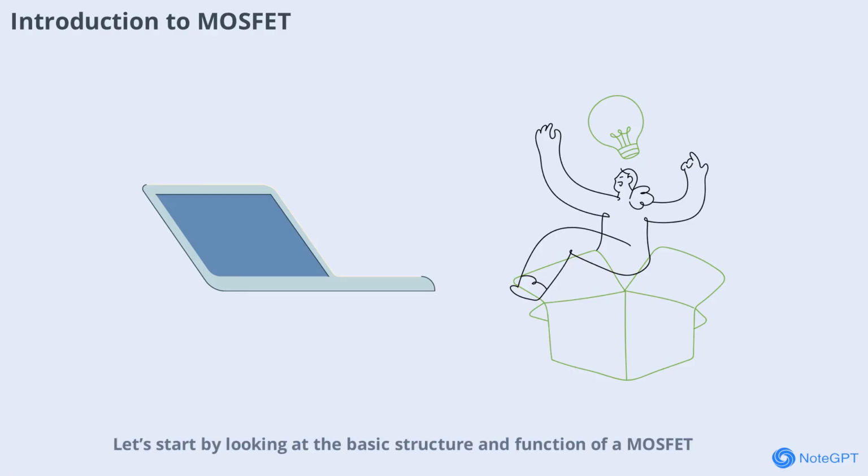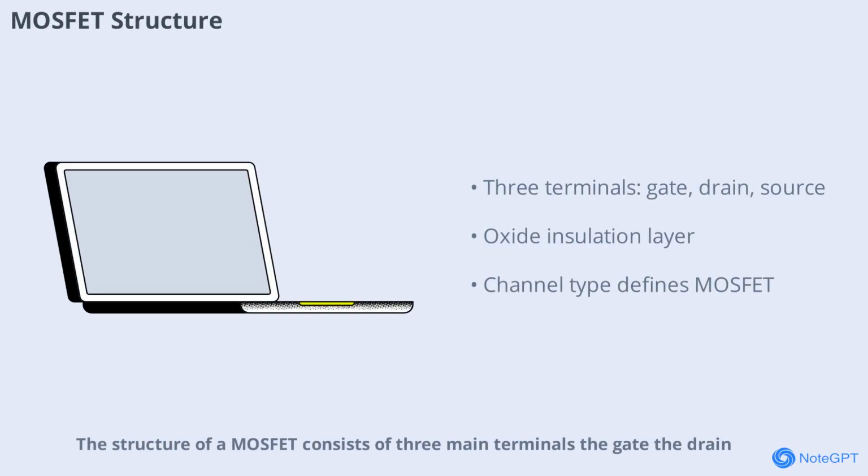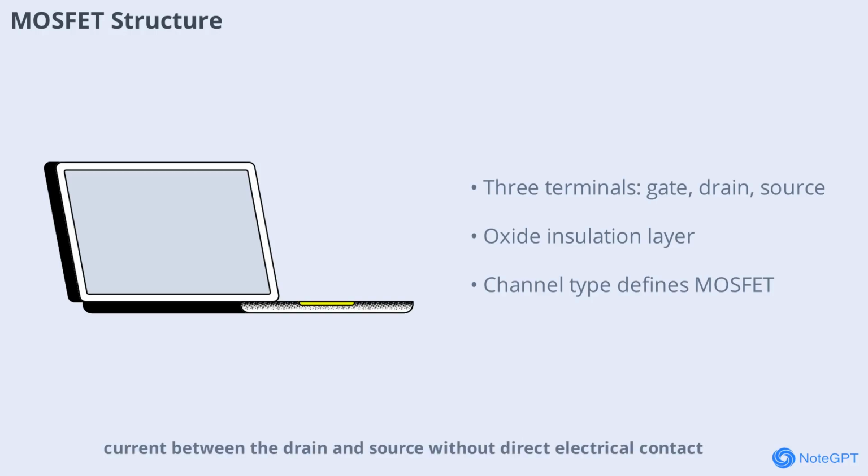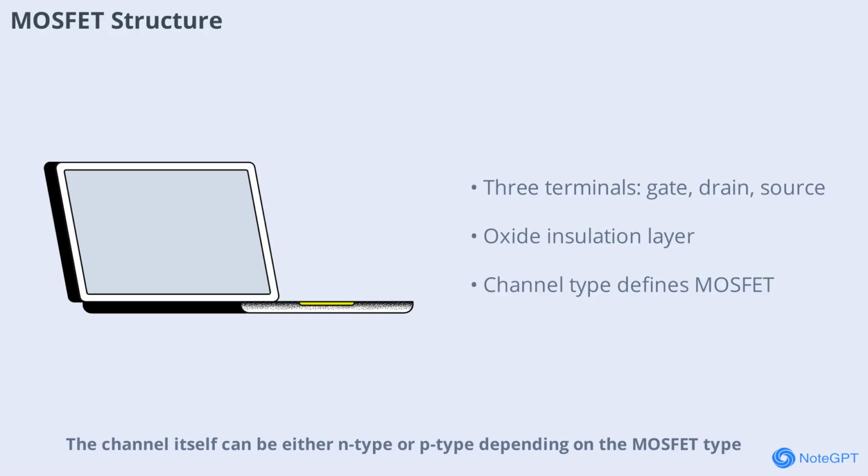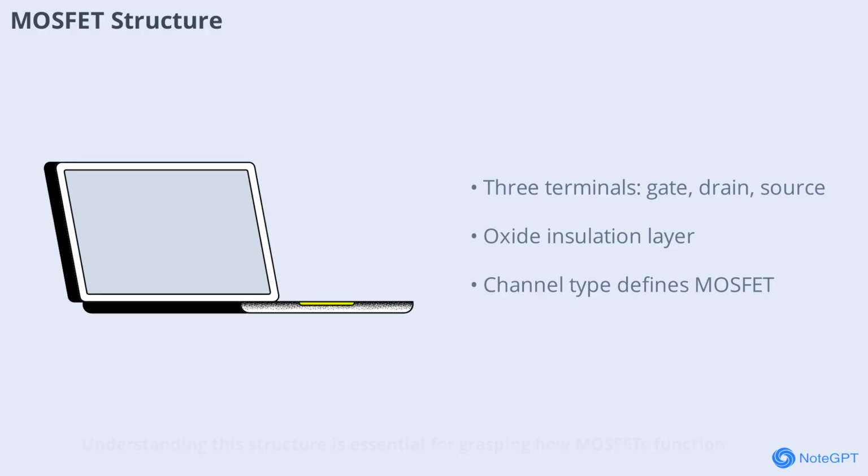Let's start by looking at the basic structure and function of a MOSFET, setting the stage for a detailed exploration of its electrical behavior. The structure of a MOSFET consists of three main terminals: the gate, the drain, and the source. The gate is insulated from the channel by a thin layer of oxide, which is a defining feature of MOSFETs. This insulation allows the gate to control the flow of current between the drain and source without direct electrical contact. The channel itself can be either N-type or P-type, depending on the MOSFET type. Understanding this structure is essential for grasping how MOSFETs function in circuits and why their characteristics differ from other transistors.